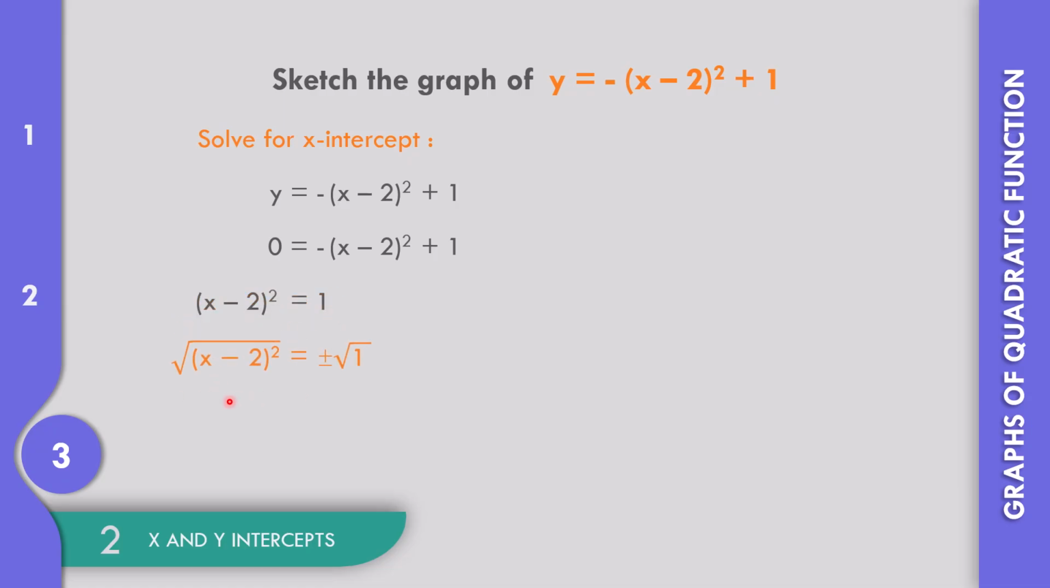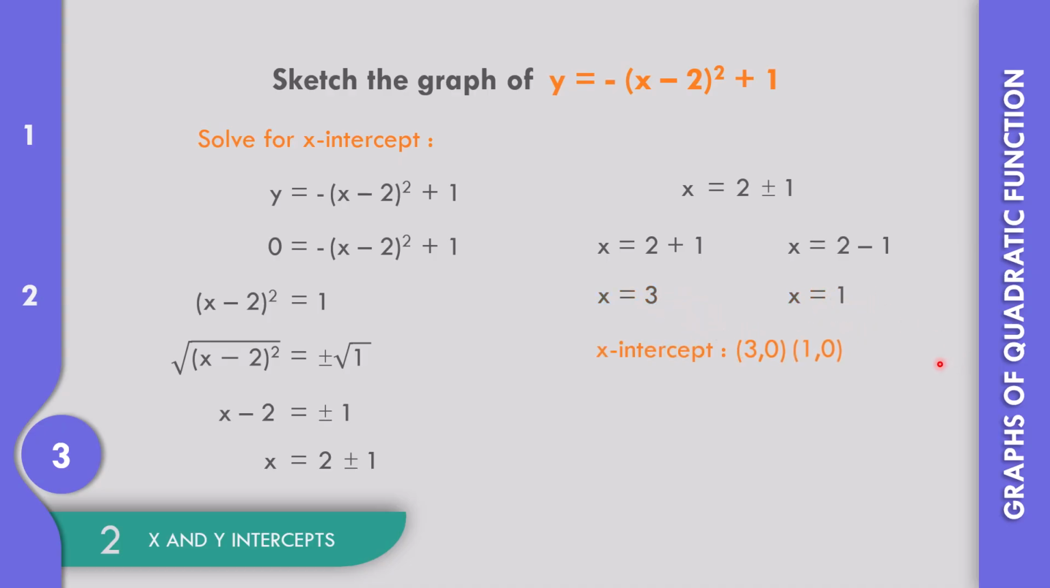Let us take the square root on both sides to solve for the value of x. Cancel the 2 and the radical sign, that becomes x minus 2. Copy plus or minus, and then the square root of 1, that is equal to 1. So x, bring down negative 2, that becomes positive 2, plus or minus 1. Let us solve now for the value of x. So 2 plus 1 is equal to 3, and another one, 2 minus 1 is equal to positive 1. So x is equal to 3 and another x is equal to 1. So the x-intercepts are (3, 0) and (1, 0).